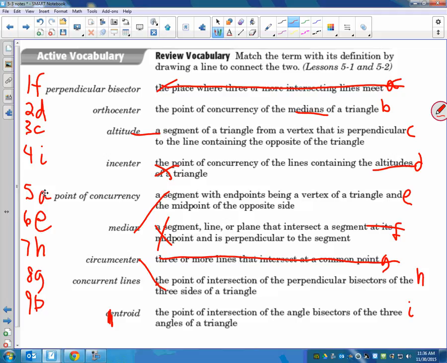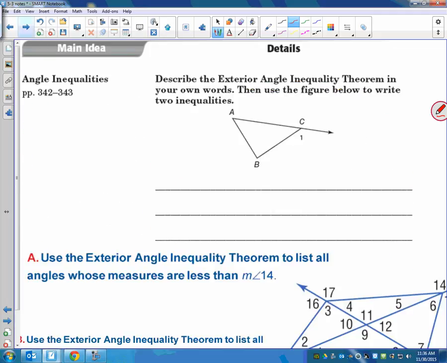Okay? The good news is that today's stuff isn't that bad. There are two things over in the now part. The first one is the exterior angle inequality theorem. And again, instead of me writing it out for you, it's there. We can write it out together. It says, describe the exterior angle inequality theorem in your own words, and then use the figure to write two inequalities. So again, we're going to use our book to show you that your book can help you.